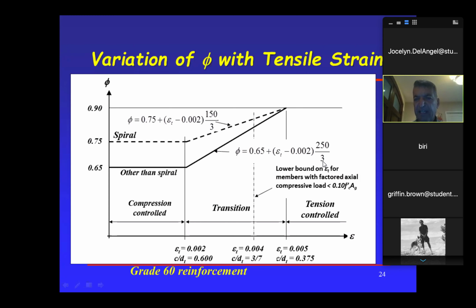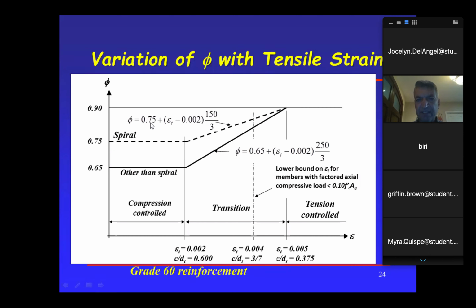Look at the 250 and the 3 and this 0.65. This equation is different than that. See that? This is 150 over 3. This is 250. This is 0.75. This is 0.65. So this is the one we're going to use, right? Because the other one is for spirals. That's not a spiral we have.